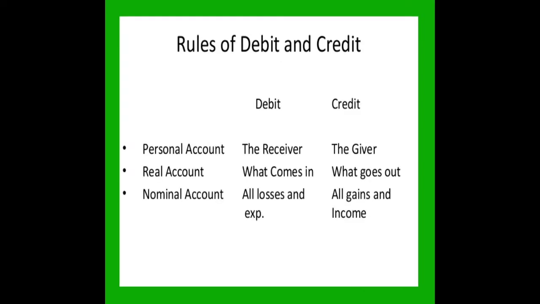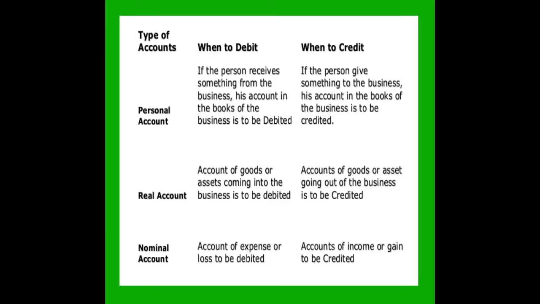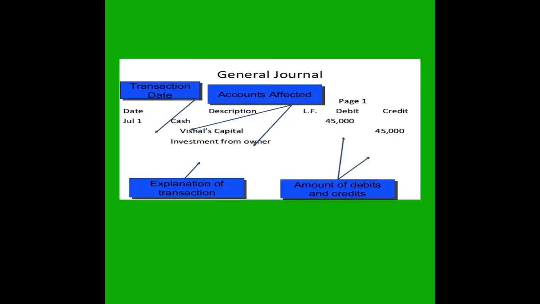Table representation: personal account, debit the receiver, credit the giver. Real account, what comes in debit, what goes out credit. Nominal account, expenses and losses debit, incomes and gains credit. You can already note down. Please refer to this slide once again.